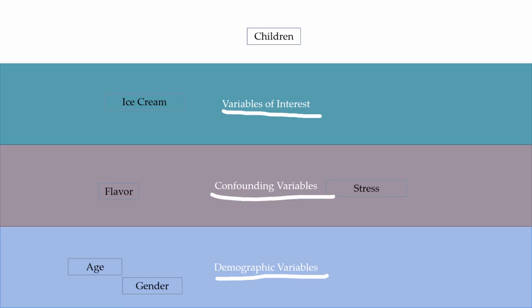Stress, you're stressed or not. Age, you could be 10 or 20, whatever. Gender, you can be male or female or transgender or whatever. But children does not vary. That's just your sample. That's just who you sampled. Okay? So remember, a variable varies.